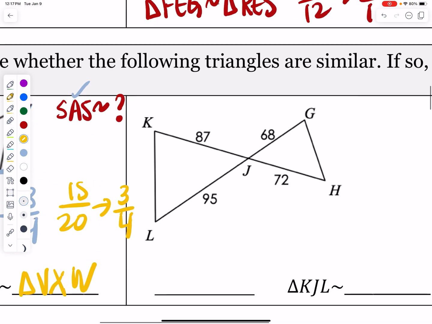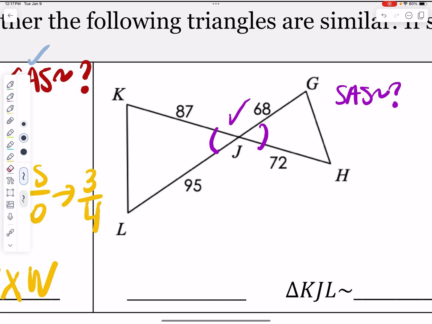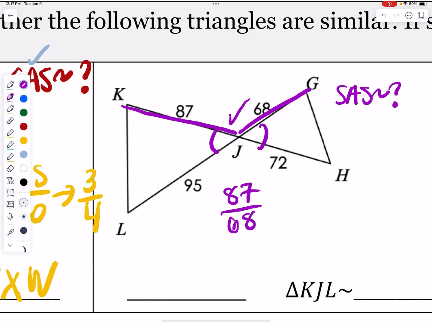And it looks like that exact same problem is here, except it has different numbers. So let's see why I would do that. Here's vertical angles. We're thinking it's SAS similarity, question mark, we're not sure. Vertical angles are congruent. 87 is the smaller piece, so since 87 is smaller, that should go with the 68. 87 over 68, I do not believe that that reduces at all. Okay, let's check the other set, 95 over 72. 95 over 72 does not reduce at all either.